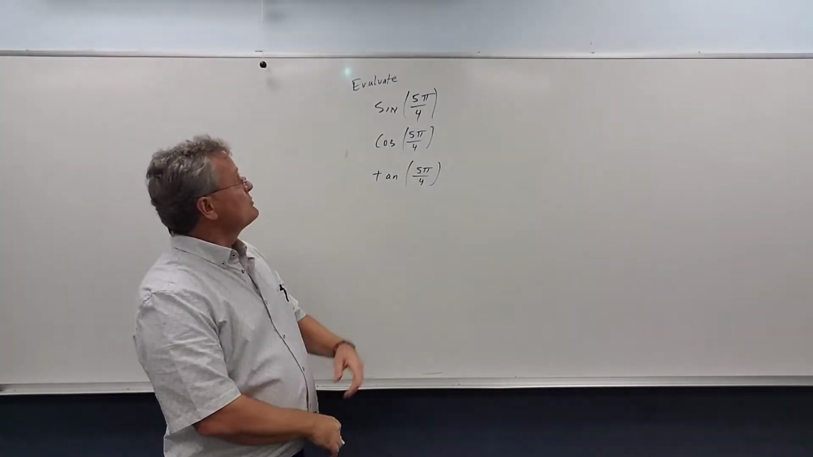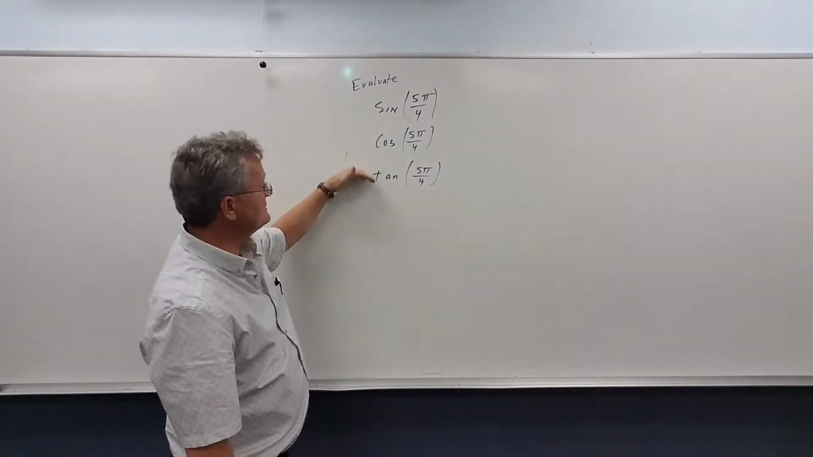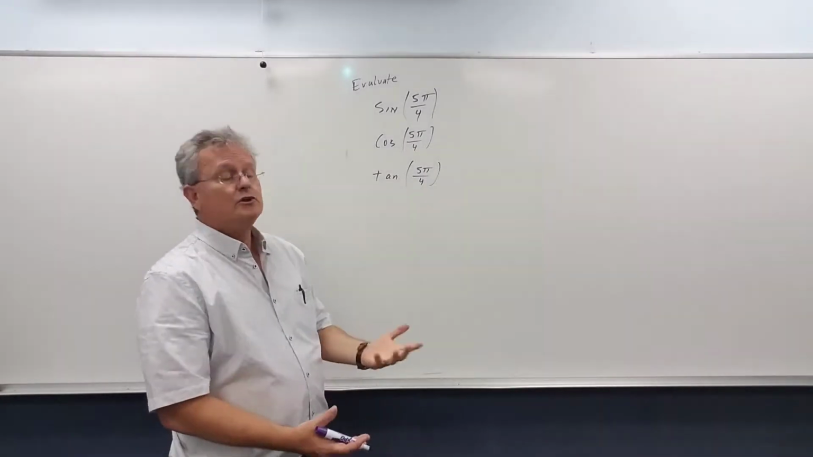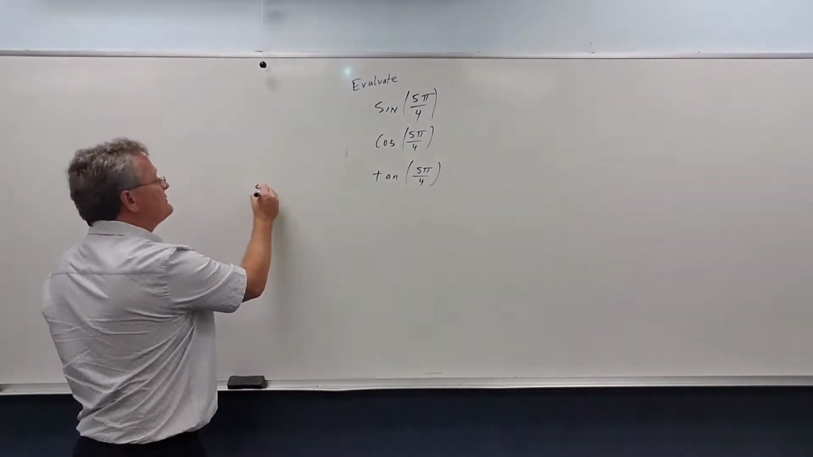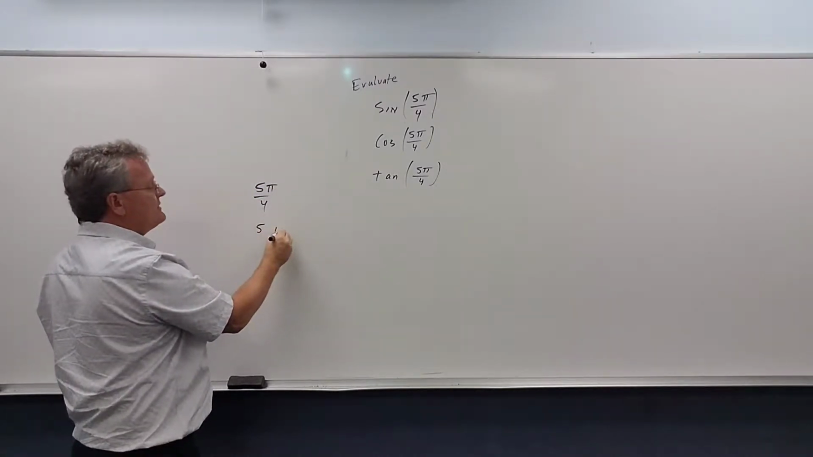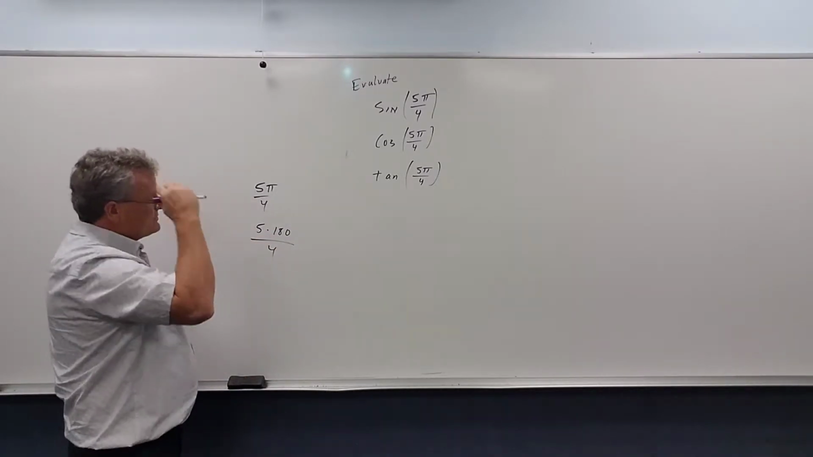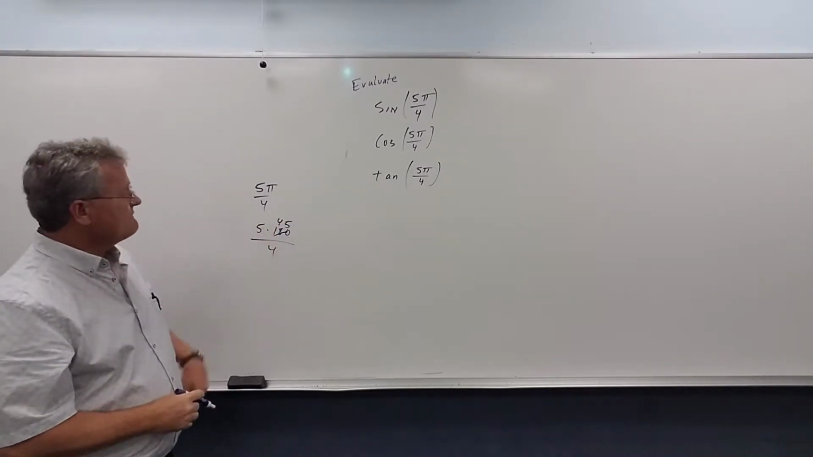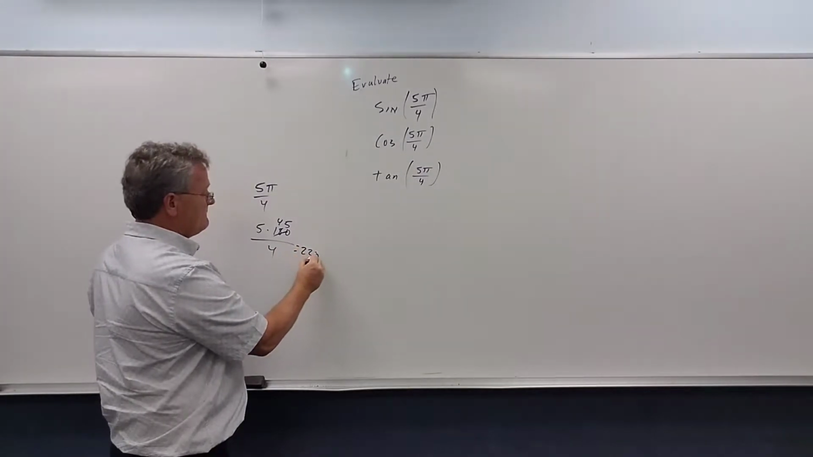Okay, so in this problem, we're just going to evaluate the three trig functions, sine, cosine, and tangent, for the angle of 5 pi over 4. So again, let's first convert 5 pi over 4 to degrees. 5 pi over 4, pi is 180 degrees. 4 goes into 180 45 times. And 45 times 5 is 225.